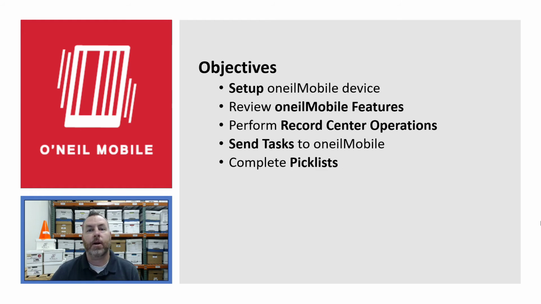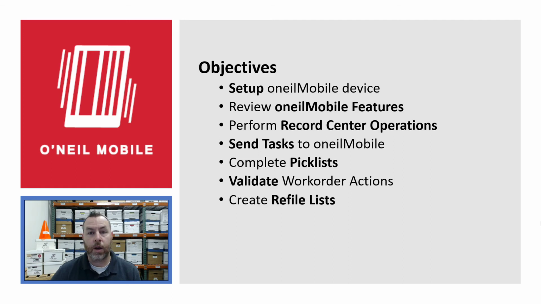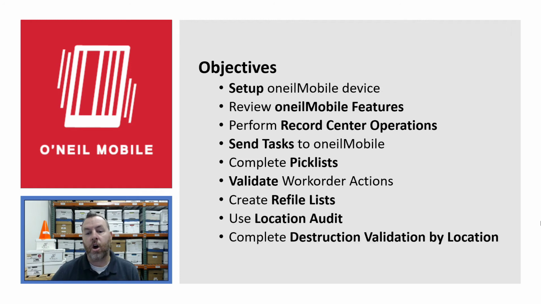We also talked about some of the advanced features like not found and add related. We validated work order actions, including pickup validations. We also covered destruction validation and delivery validations. We created refile lists and completed those directly on the Oneil mobile device. We looked at using location audit, and we also completed destruction validation by location using that scanner. And we looked at some of the other features as well.